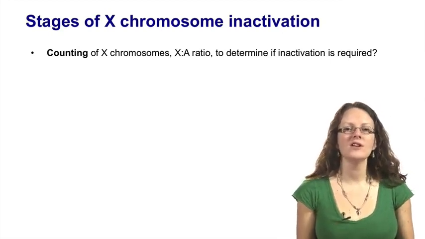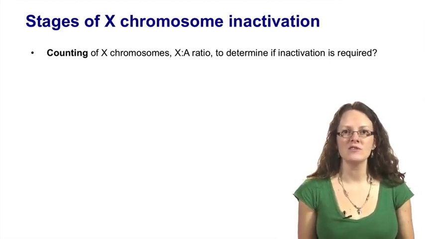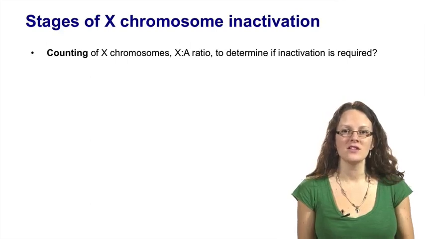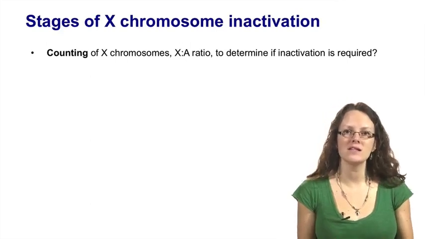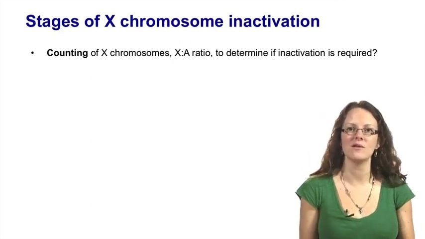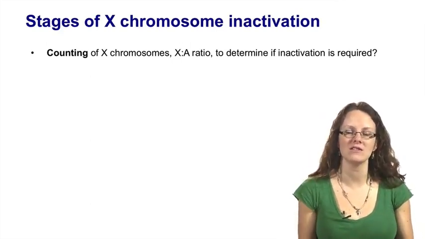So what I mentioned earlier was that in karyotypically abnormal cells, we know that there's only going to be one X chromosome that remains active per diploid set of autosomes. And so the cell must have some mechanism to count how many X chromosomes there are in relation to how many autosomes there are within the cell. And this is the mechanism of counting.